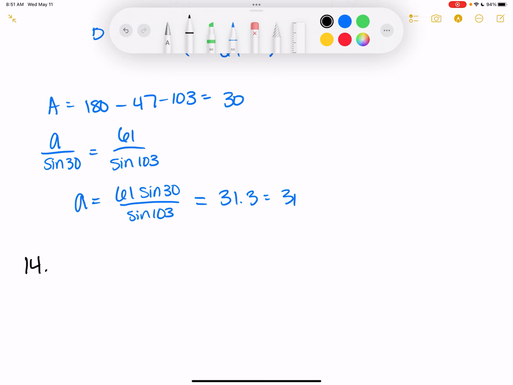All right, 14. B equals 82 degrees. B is 17. C is 15.